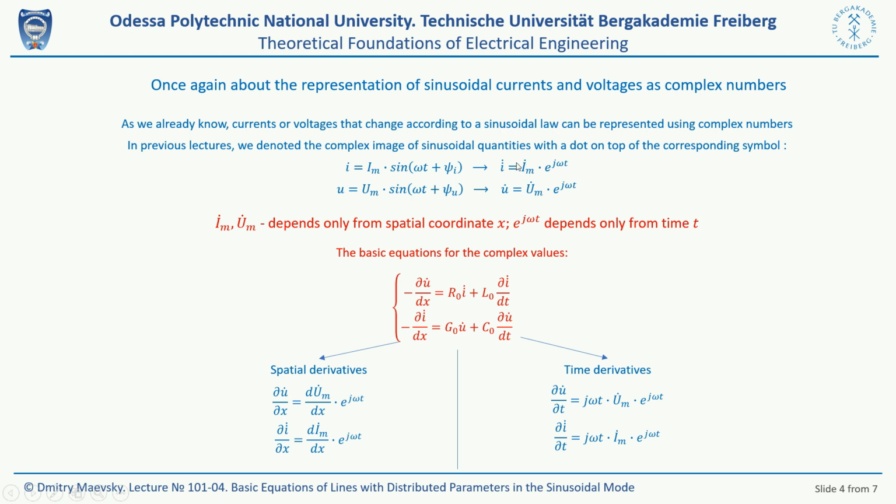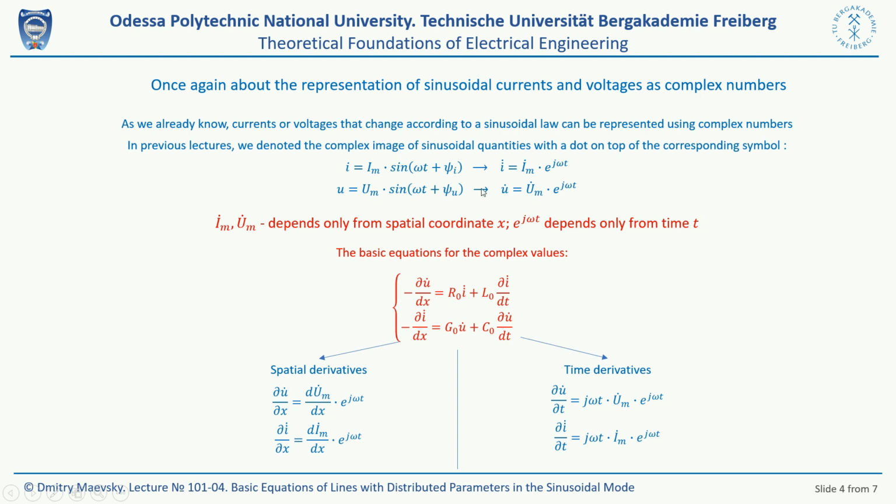The formulas for instantaneous values of current and voltage complexes include the complex of the amplitude value of the current, the complex of the amplitude value of the voltage, and the exponent to the power of j omega t, which is called the rotation multiplier.